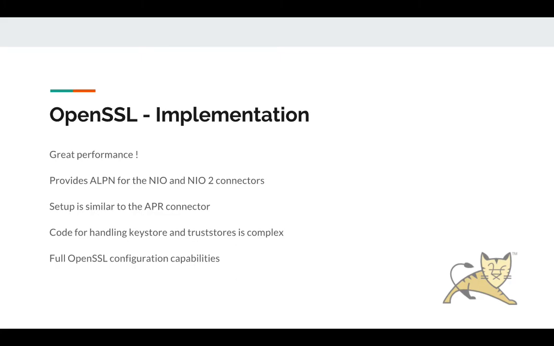Everything's good. So as a result, it provides ALPN for the NIO and NIO2 connectors, very important. We got HTTP2 just working just fine out of the box. As soon as Tomcat Native is installed, NIO2 and NIO can support HTTP2 with Chrome and Firefox. So the setup is then very similar to the APR connector. You take your Tomcat Native library, you install it, and then it should work out of the box.